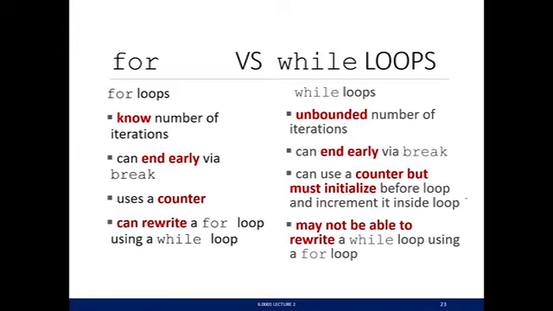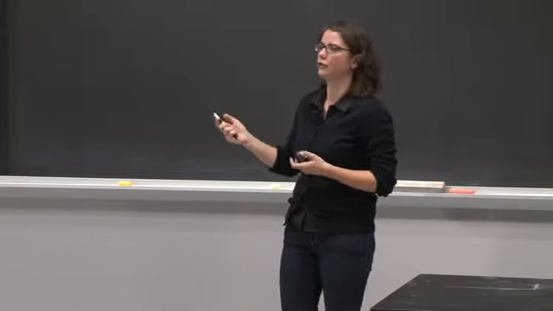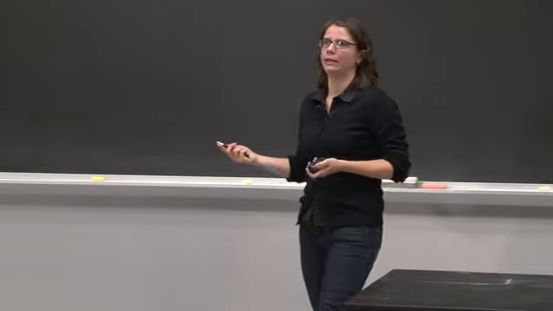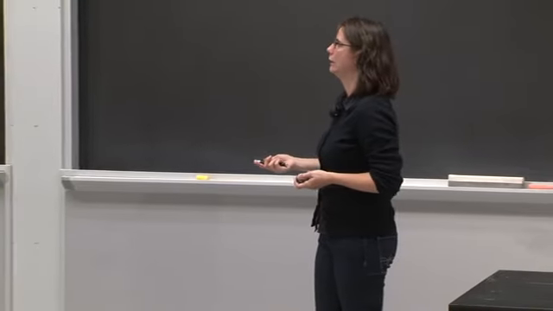The for loop uses this counter. It's inherent inside the for loop. A while loop, you can use a counter, you can use a while loop to count things, but you must initialize the counter before the while loop, and you have to remember to increment it within the loop. Otherwise, you'll maybe lead to an infinite loop.